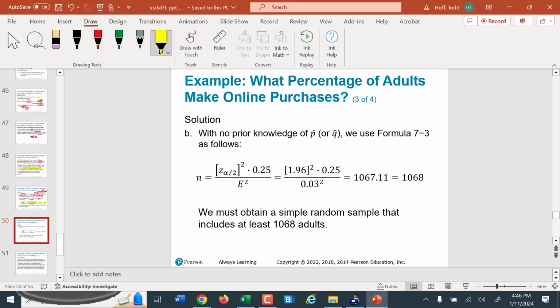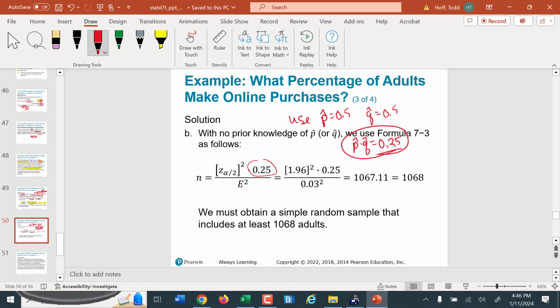Now, what if we didn't do a prior survey and we didn't have that point estimate of 0.79 for p? Well, again, we use p hat of 0.5, which makes q hat also 0.5. So when we multiply them together, p hat times q hat is 0.25. Most textbooks still require you to put them in. This textbook just uses the shortcut of putting the 0.25 right in the formula.